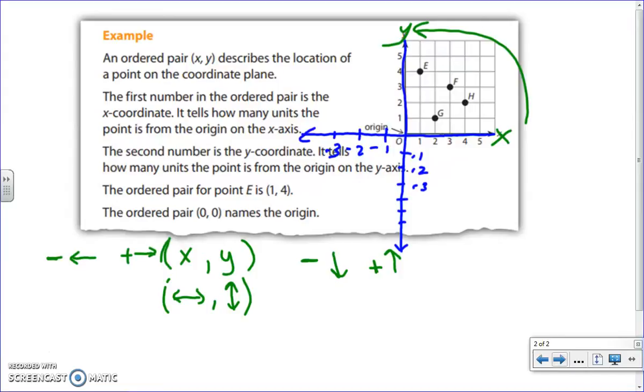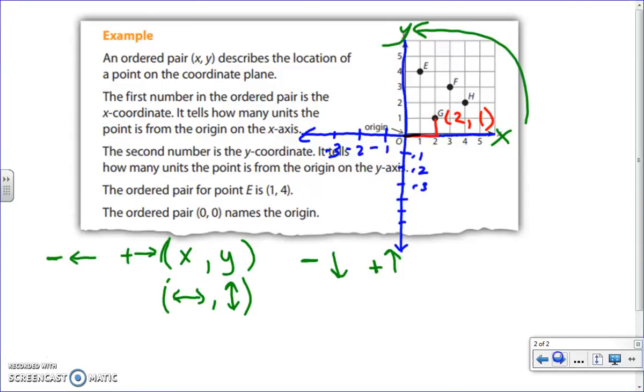So let's identify each of these points here. G, the way it is right now, is 2 to the right, in the positive direction, so positive 2. I don't need to put a plus in front of the 2; I already know it's positive 2. And then up 1, positive 1. So (2, 1) would be point G. I'm assuming they're going to ask you about these points, so if you're paying good attention, you probably have the answers on your paper already.